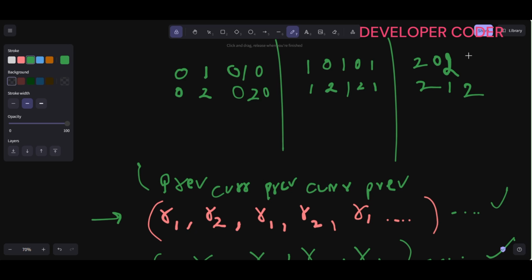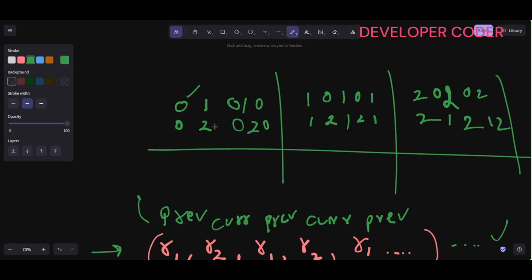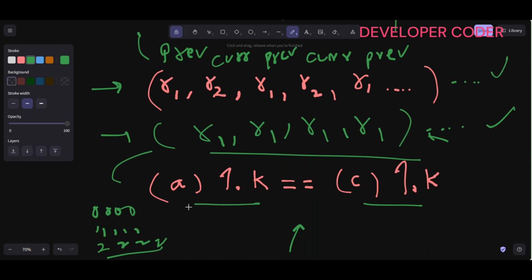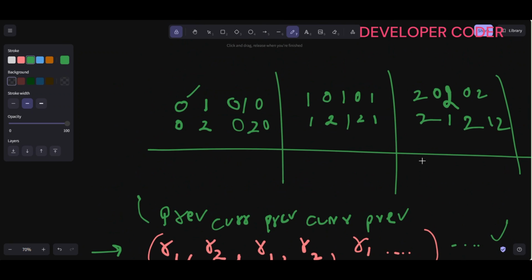2 1, 2 0 2, 0 2 1 2 1 2 like this. Okay, so these are some scenarios, right? I'm not sure whether I'm missing anything here, but I think that's all. These we have already covered: all are 0, all are 1, all are 2.